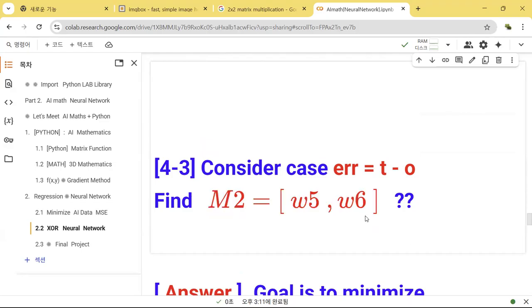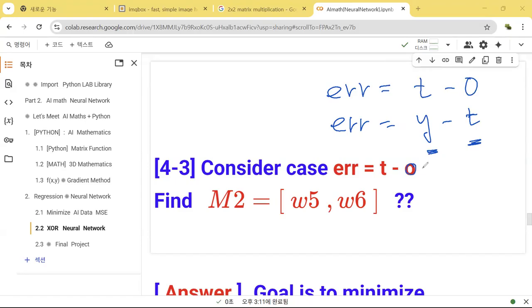And in this case, until now, we use y minus t. So t is the true value, and this is the predicted value. But as I emphasized many times, many people use different notation like this, T minus O. So O is output. So this output means predicted value.